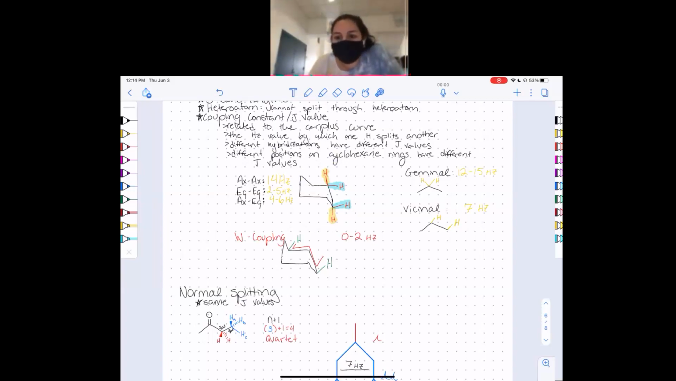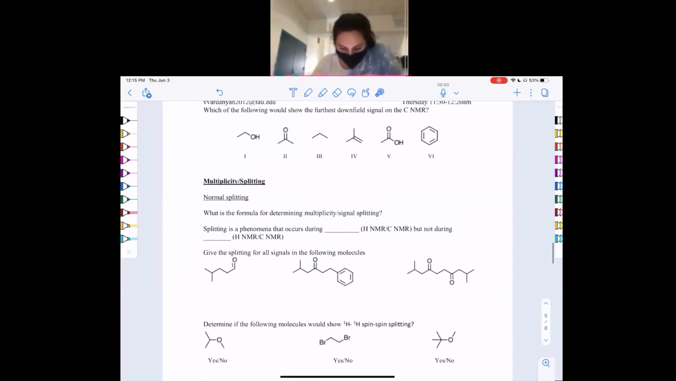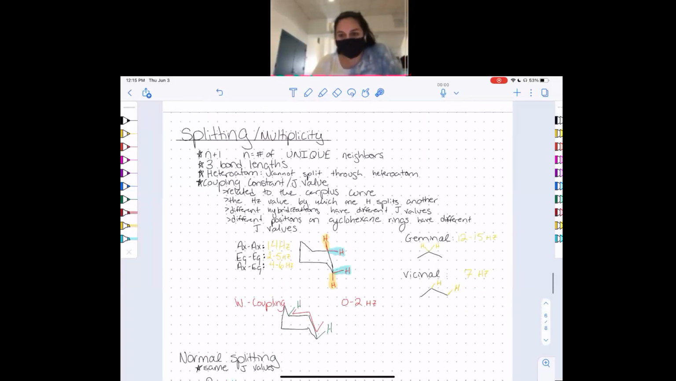And then could we do an example question? Yes, but also the way he asks these questions are mostly just like, what is the splitting, or what is the multiplicity of this? And so if he gave you this example, you would just say quartet. I do have some examples, I believe. Yeah, we do. I just want to do complex splitting and then we can do examples. Because complex splitting is annoying.